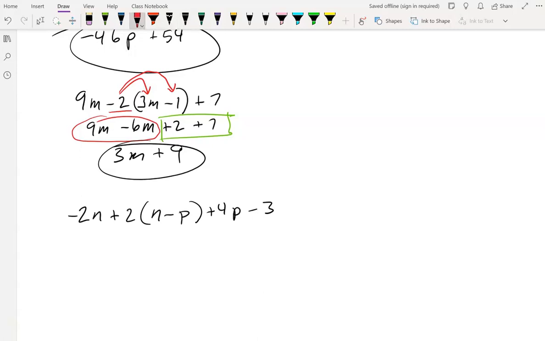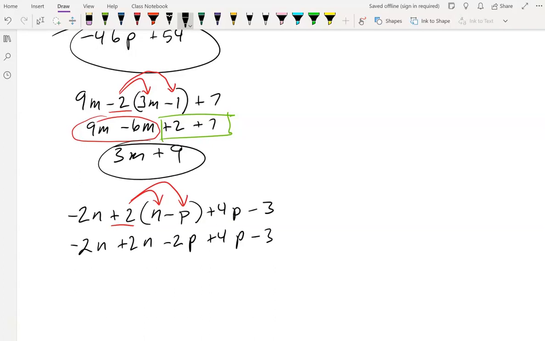See the opportunity to distribute and do it. So we're distributing positive 2 into n minus p. So positive 2 times n is positive 2n. Positive 2 times negative p is negative 2p. We can bring everything else down because there isn't any distribution happening anywhere else.